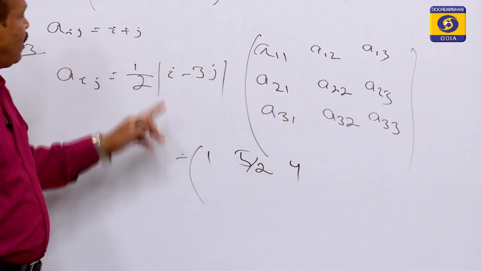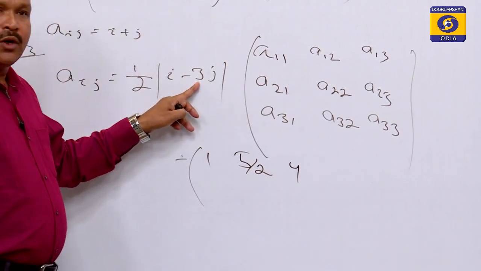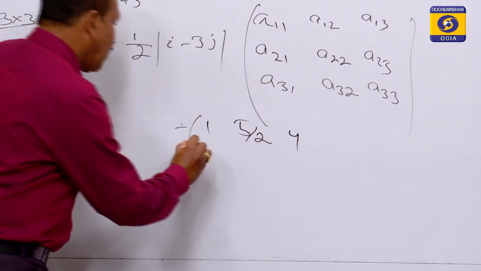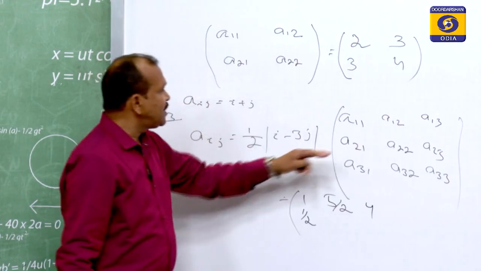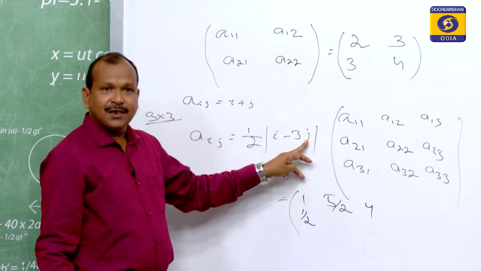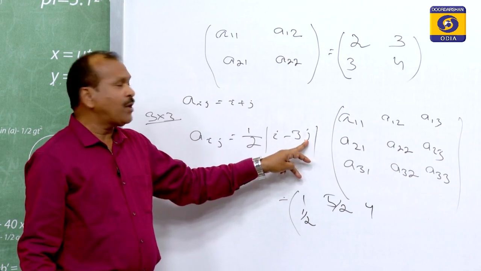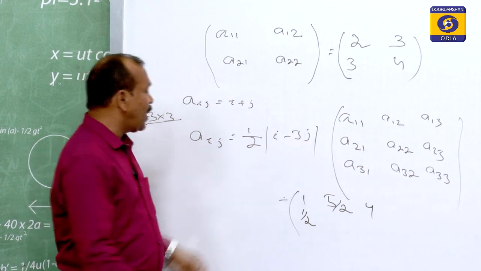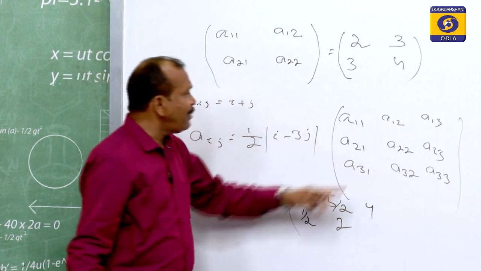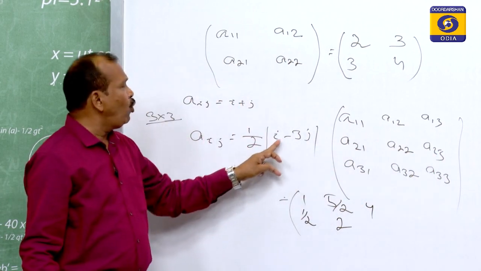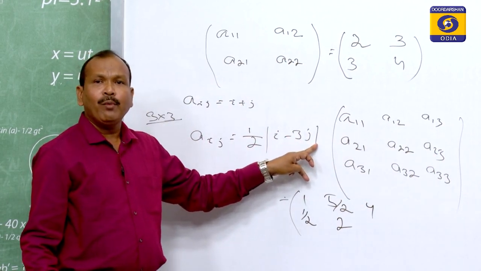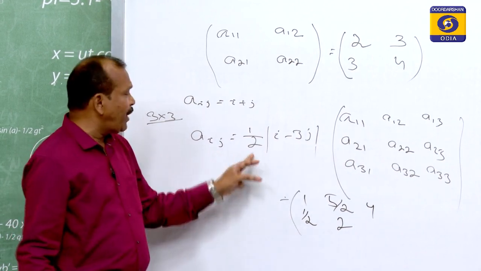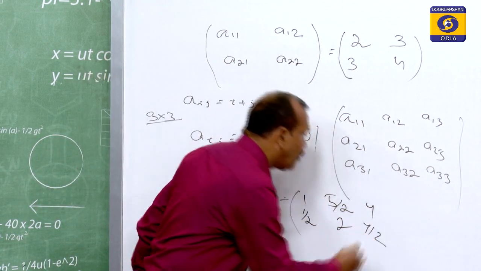Similarly, A21: 2 minus 3 into 1, 2 minus 3 becomes minus 1, the mod becomes 1, that is 1 by 2. Similarly, A22: 2 minus 6 becomes minus 4, the mod becomes 4, 4 by 2 becomes 2. Similarly, A23 becomes 2 minus 3 into 3, 2 minus 9 becomes minus 7, the mod becomes 7 by 2.